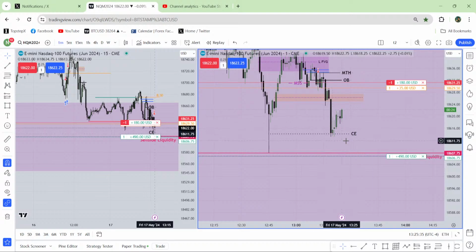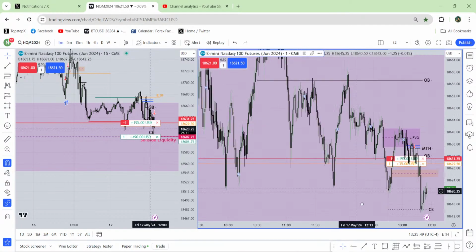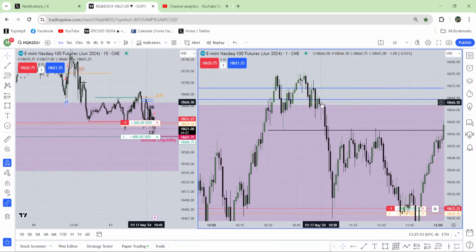I'll just say, okay, I had no way to take the partial around that area because I took one contract entry. So I will just let it go. I don't need to be profitable because I have missed the most beautiful setup around that area.